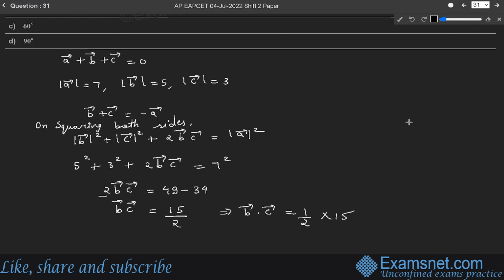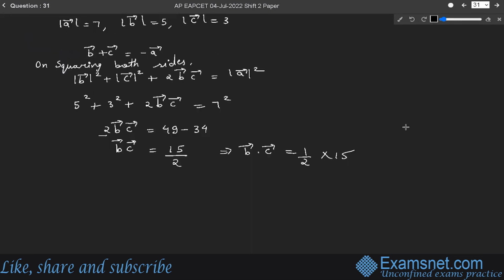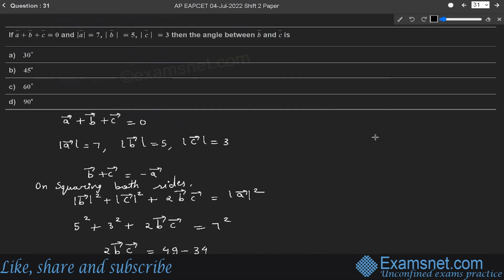Now we have to find the angle between B and C. So putting cos theta here. So B vector into C vector cos theta is equal to 1 by 2 into 15. So theta will be equals to 60 degree because we know that cos 60 is 1 by 2. So this is the angle between B and C. Therefore, we can say that option C is the correct option here.